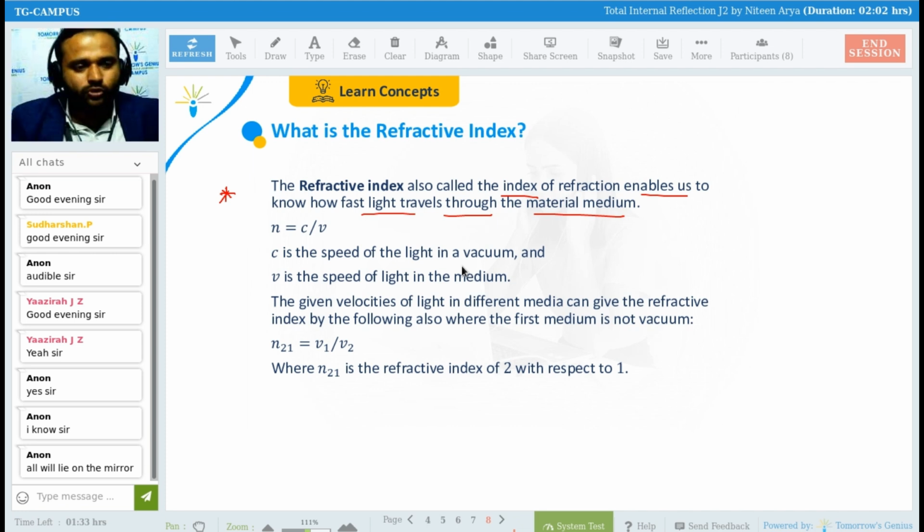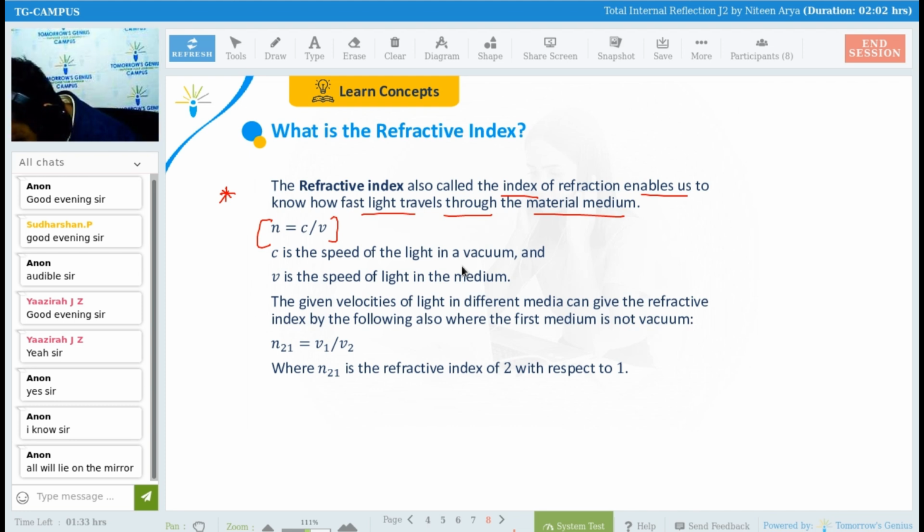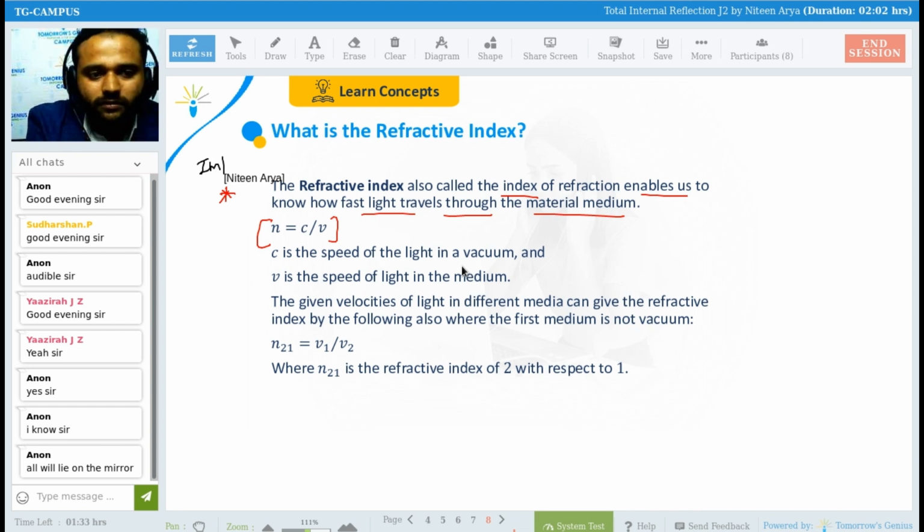Clear? So this n, which is c by v, basically gives you how much your speed of light is going to change, and on behalf of this particular speed of light, you can tell how much it is going to be bent. Is this clear? So that is an important thing. Clear now? Clear with everyone? Important also.